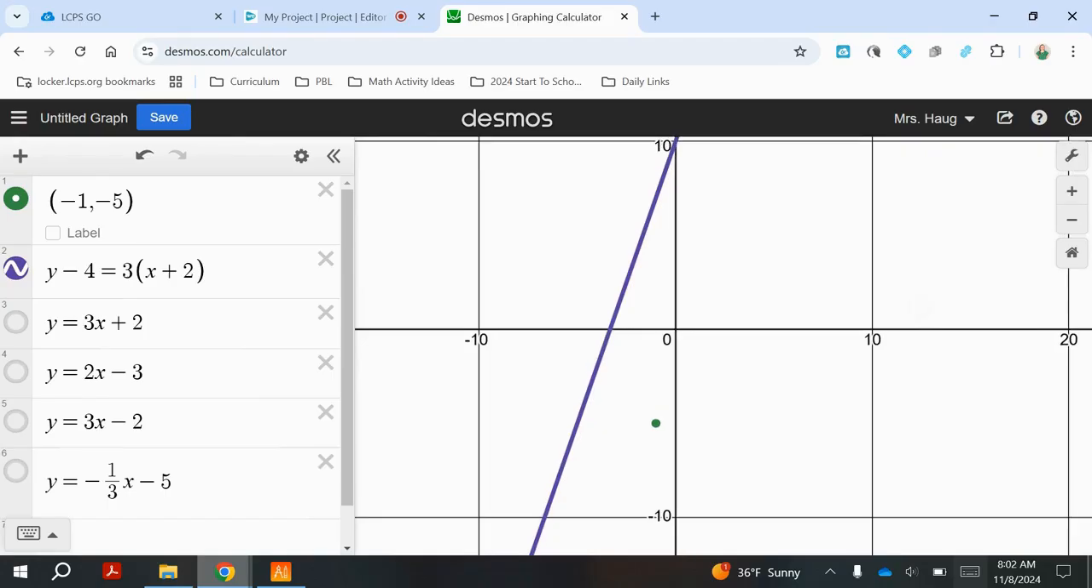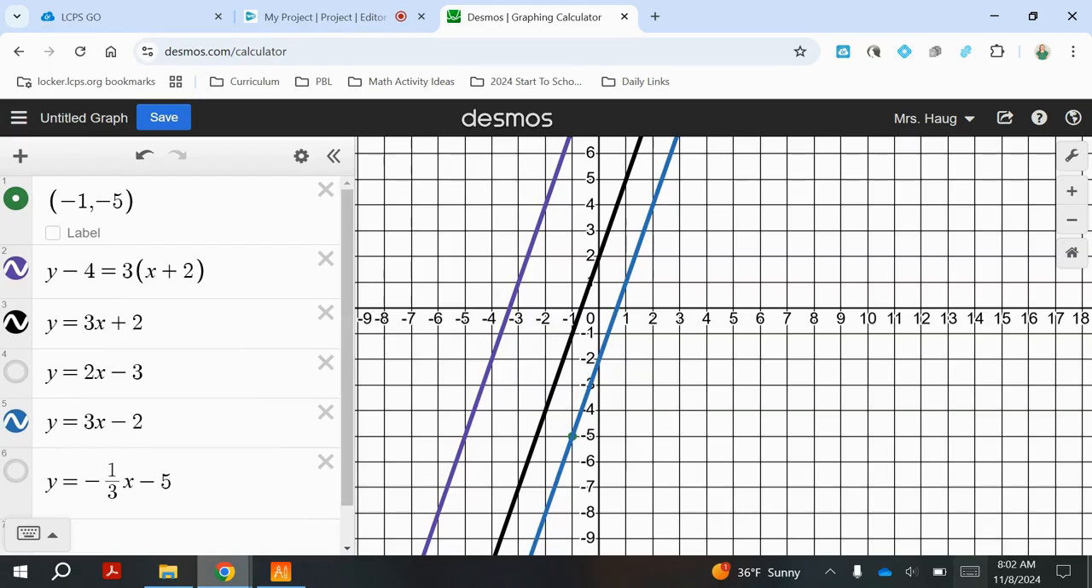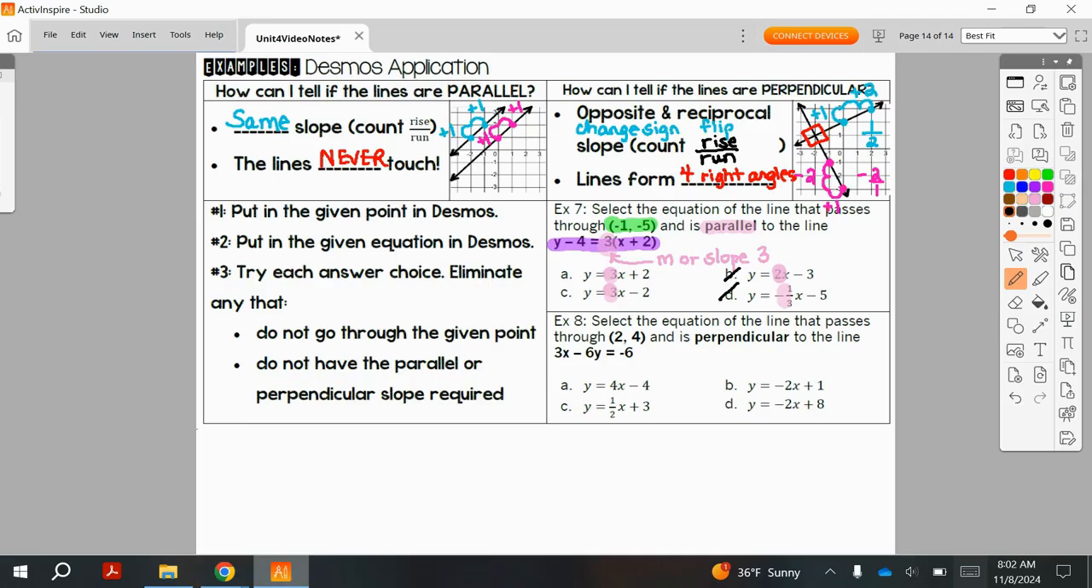Trying example D as our answer choice. As you see, it does not even go through the point, and it intersects the line, so it can't be parallel to the line suggested here. So I have A and C as my final options. Putting on both A and C, I can see only one of those goes through the point, and that's my blue line of y equals 3x minus 2. So that's going to be C, not A, as my final answer.